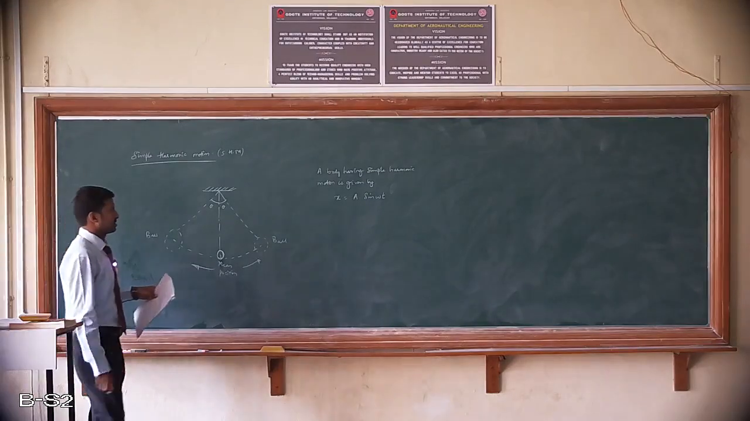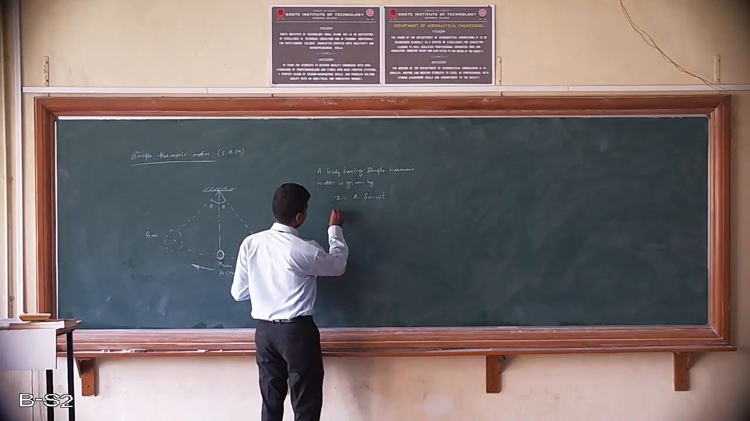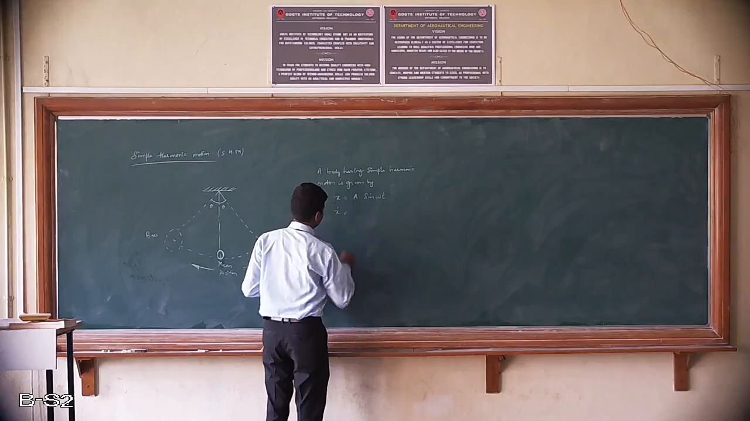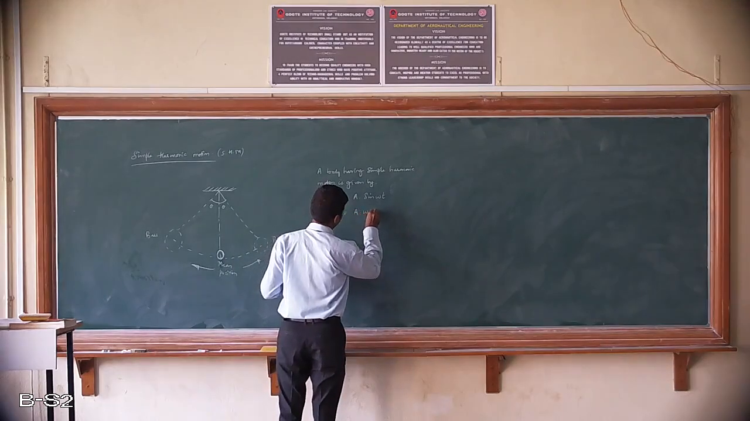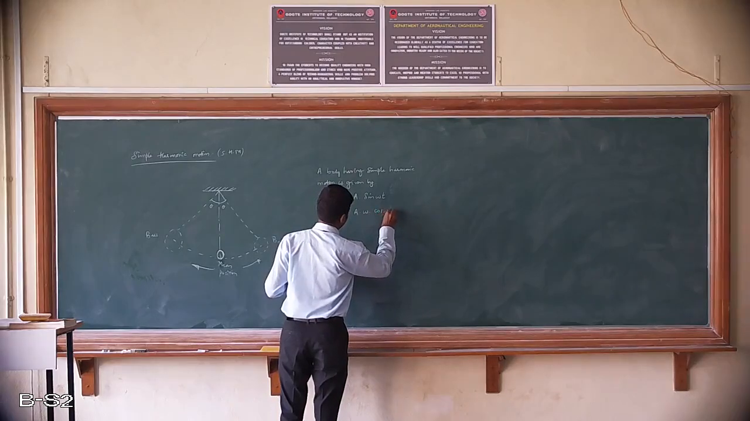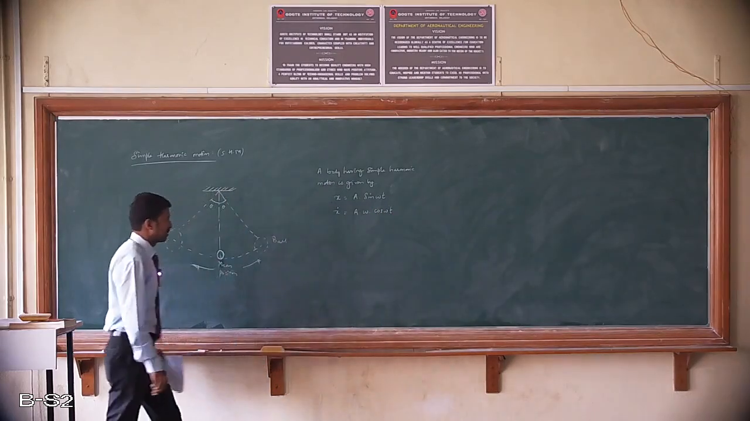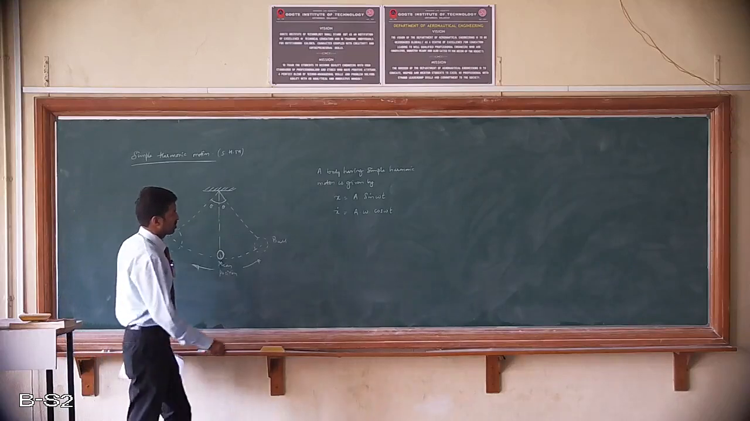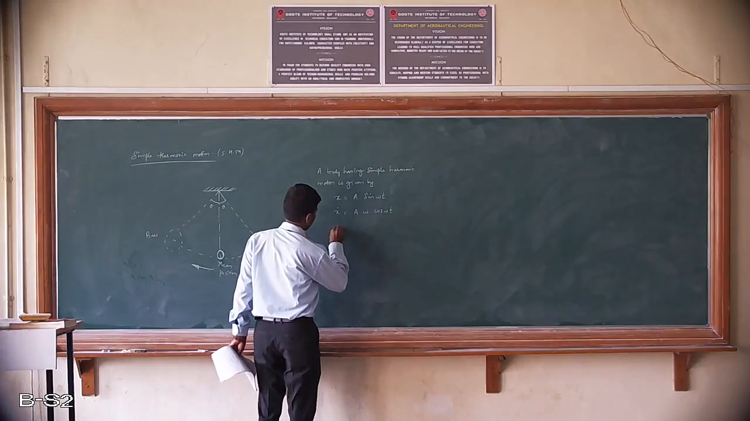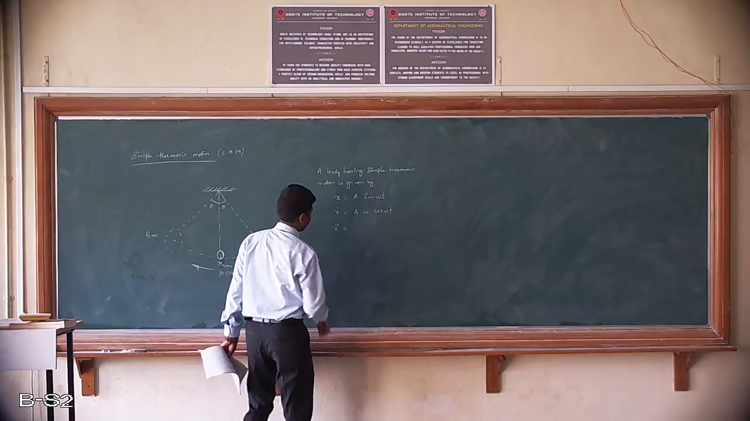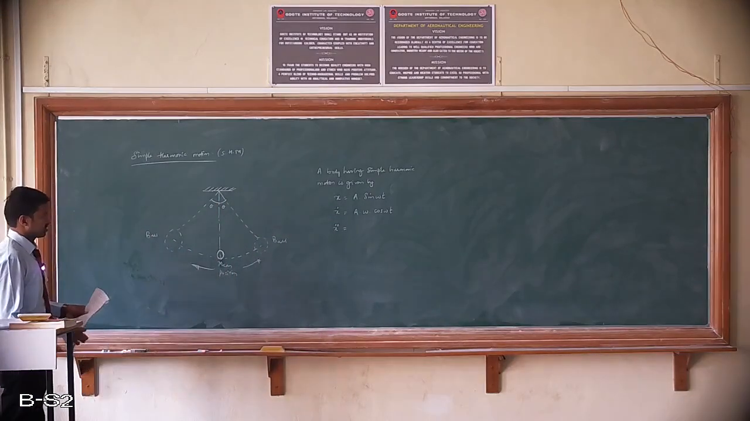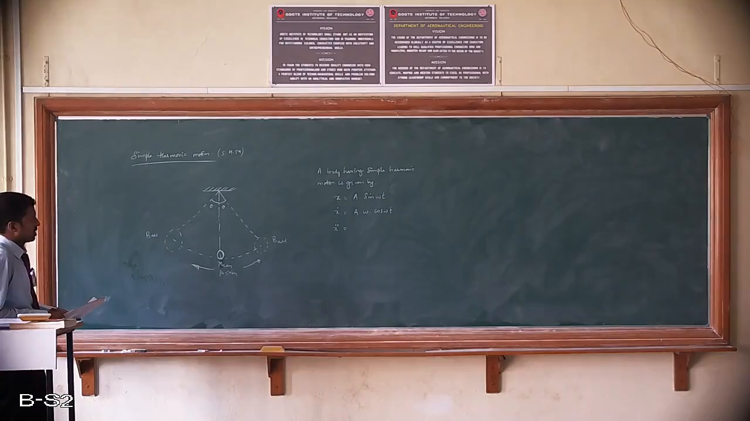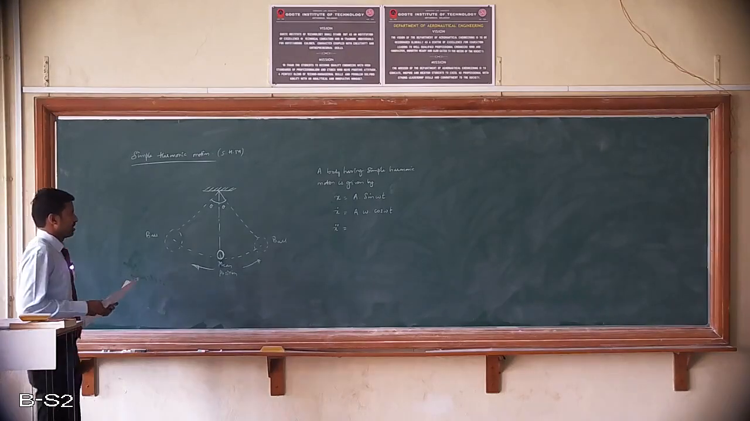If I differentiate the displacement, I am going to get velocity, that is x dot, and it is given by A omega cos omega t. If I differentiate velocity, I am going to get the acceleration, which is given by x double dot. So x is displacement, x dot is velocity, and x double dot is acceleration.